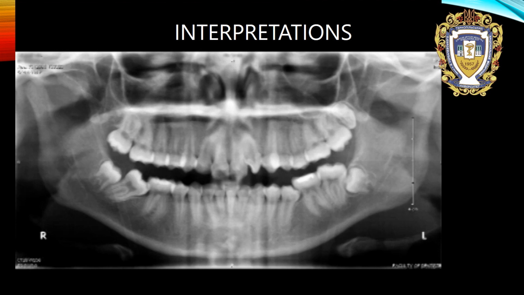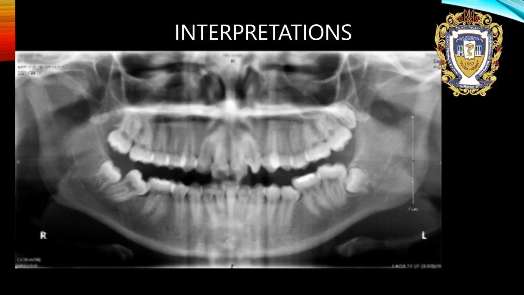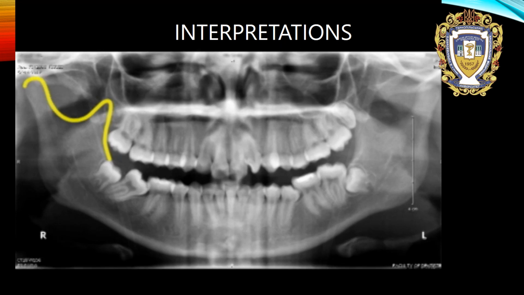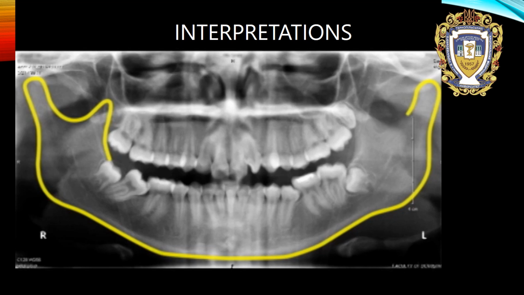Next, examine the outer cortices of the mandible. Abnormalities could include discontinuities or missing structures. Begin at the base of the anterior surface of the ramus on the right side and trace up and around the right coronoid process, down the coronoid notch, and around the condylar head. Examine the posterior border of the right side of the mandible, around the angle and along the inferior border to the left side. Continue around the angle of the left side of the mandible, up the posterior border, around the condyle, coronoid notch and coronoid process, and down the anterior border of the ramus on that side.